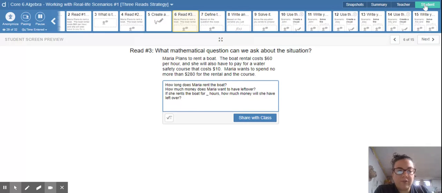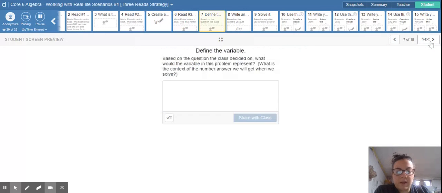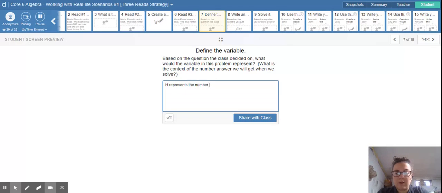Okay, then we move into defining our variable. So next, we would pick one question as a class, or the question would be given to you at this point. And as a class, we decided, let's figure out how many hours, because we can't figure out any of the answers to the other questions until we know how many hours. So our question was, how long is she going to rent the boat? So I'm going to pick a variable, maybe use H. And I'm going to say H, because I'm defining the variable. I'm telling you what it represents. H represents the number of hours that Maria rents the boat.